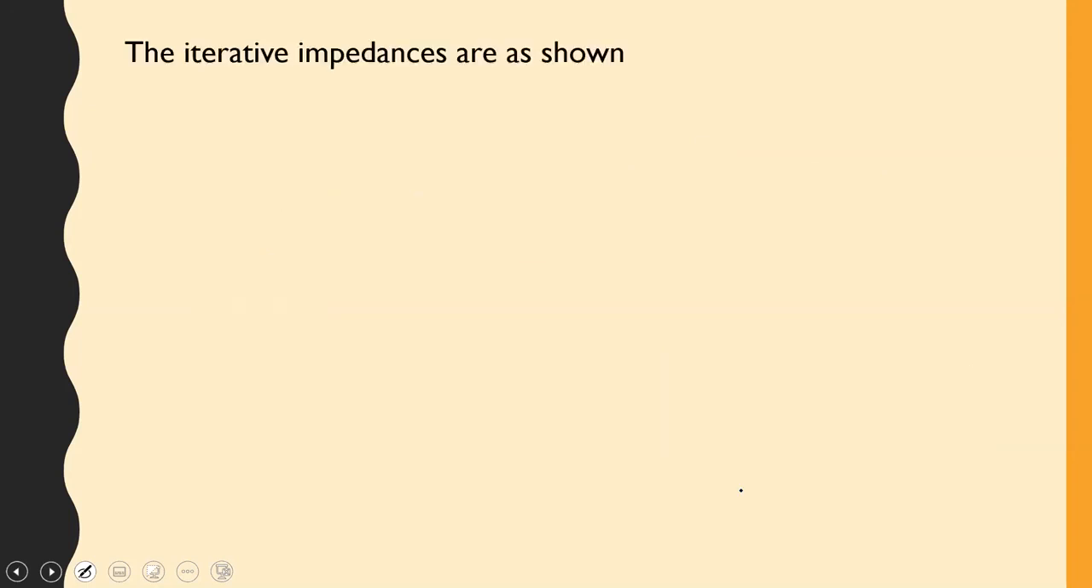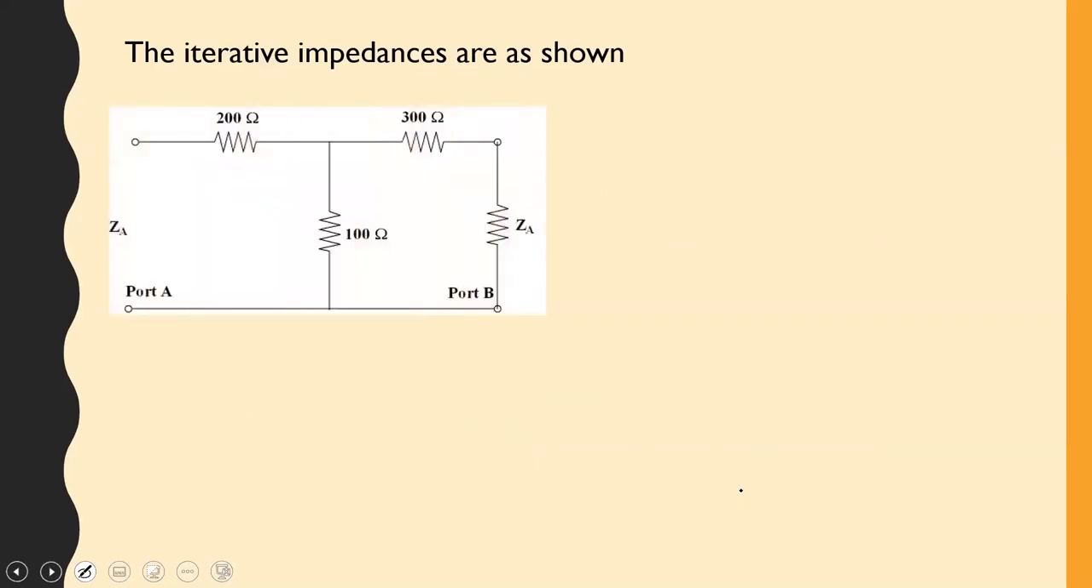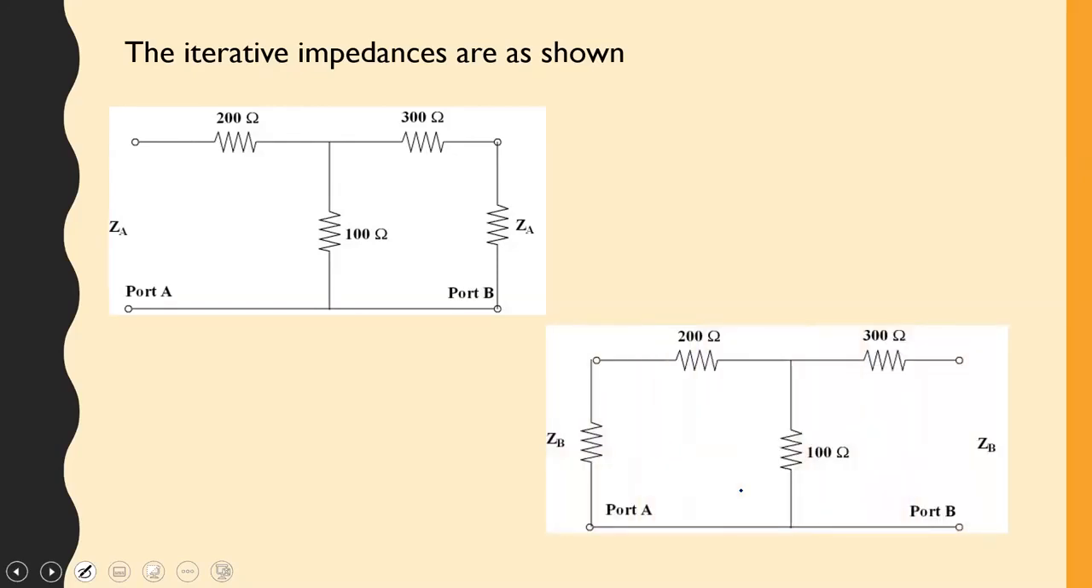And then finally, the iterative impedance, as I said, we go back to the definition. So ZA, if we're looking at A, if we connect ZA at the output, we'll get ZA at the input. So we write that expression. Write the mathematical expressions for these impedance equations, yes?